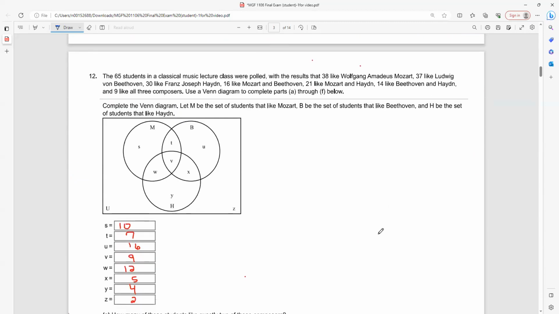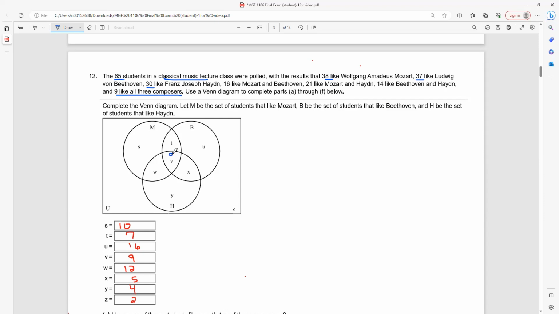For number 12, we have this Venn diagram with letters M, B, and H. They represent these classical music composers. There are 65 students that were polled, and these are the results. 38 of them liked Mozart and Beethoven. 37 liked Ludwig and Beethoven, 30 liked Franz, and 16 liked Mozart and Beethoven, 21 liked Mozart and Haydn, and 14 liked Beethoven and Haydn. 9 liked all three of the composers, and this is going to be your starting point.